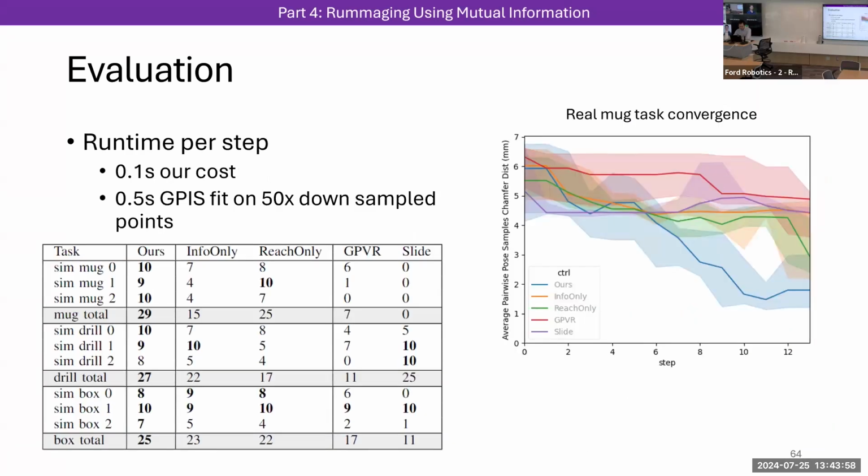In terms of results, ours is the only one on the simulation tasks to succeed on all tasks. And we also achieved the best convergence on the real mug task as shown in the figure here. Ours is in blue. And we also considered that our runtime is much faster than the GPIS inference, despite it already being heavily downsampled.